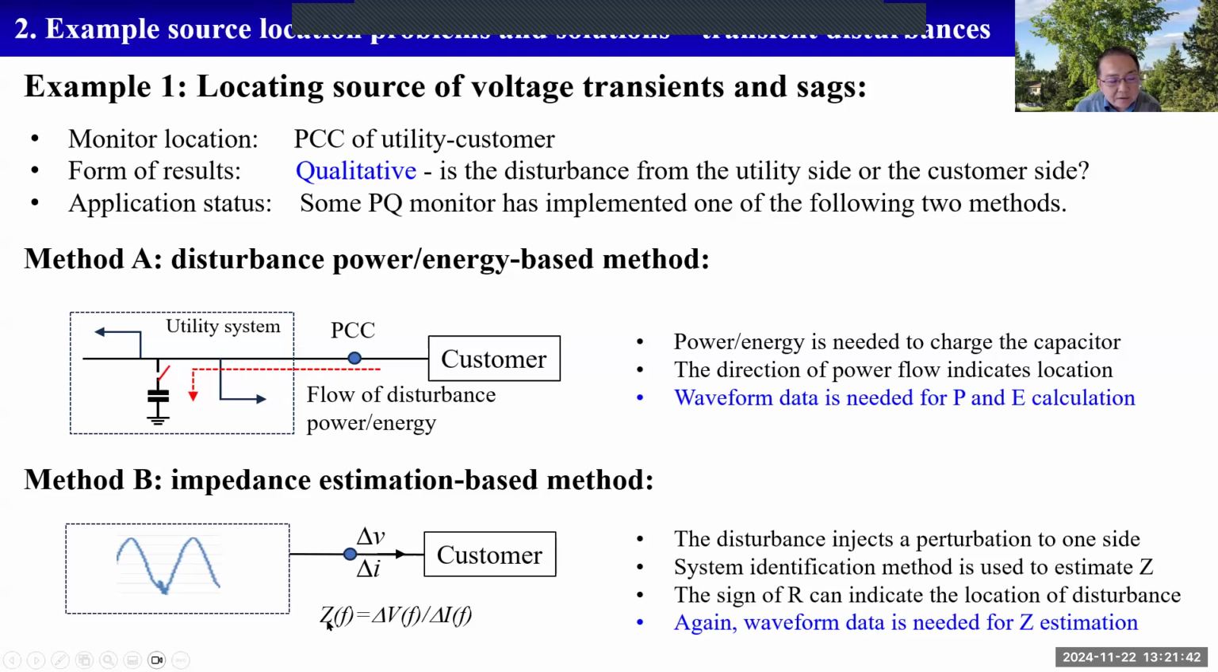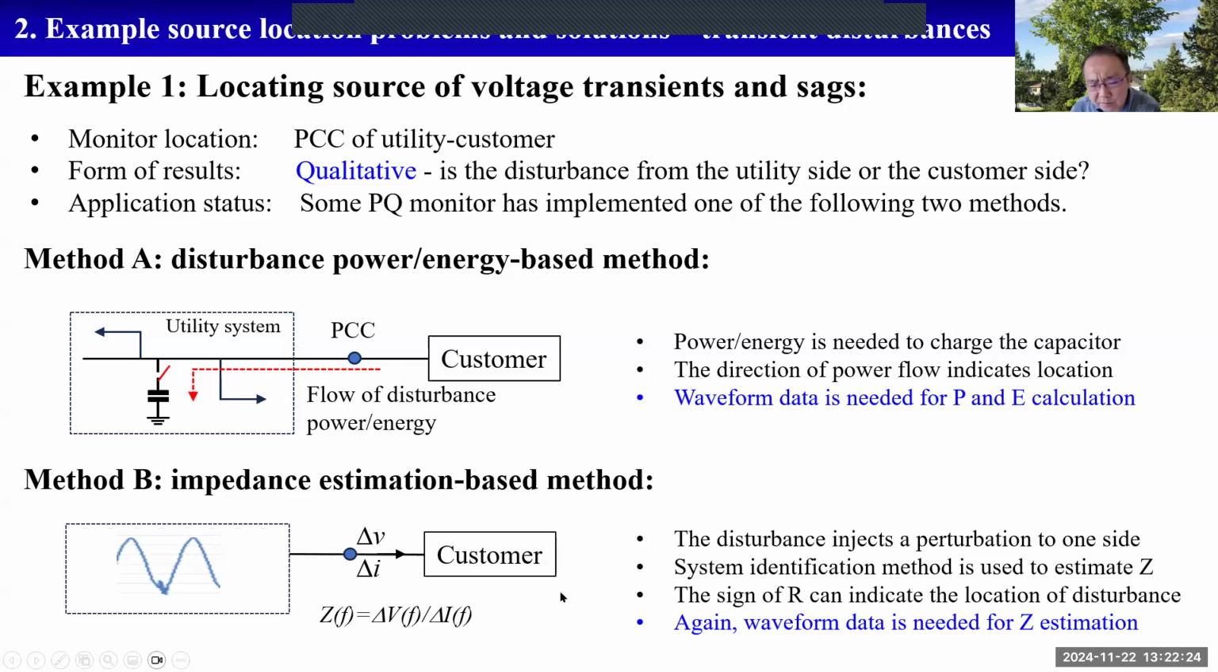Then the sign of the real part or the reactive part of the impedance can indicate the location. I mean the low frequency impedance at 60 Hertz or some other low frequencies below, say, 300 Hertz. From the sign of this impedance, you can tell if the disturbance is coming from this side or this side. If the disturbance is coming from this side, that means the estimated impedance is the utility impedance. Then, based on the polarity of the connection, you know the sign of R or X can indicate the location of the impedance.